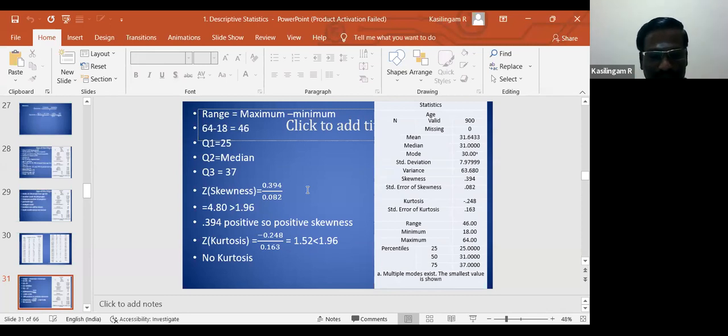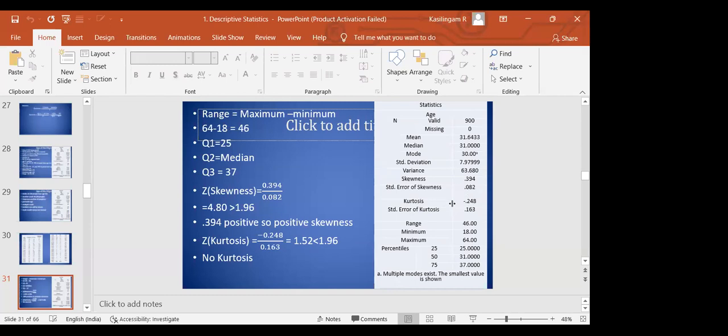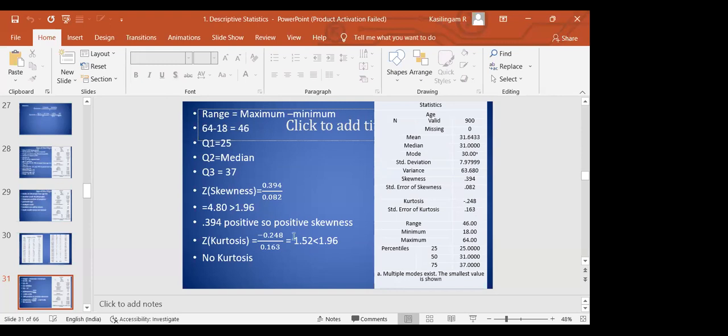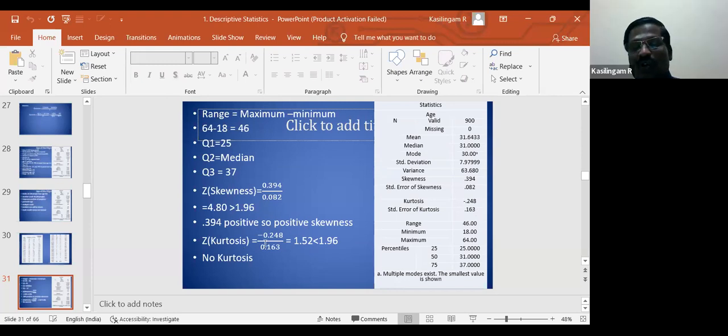Now let us go to kurtosis. What is the kurtosis value, madam? Minus 0.248. What is the standard error value? 0.163. So leave alone the minus.